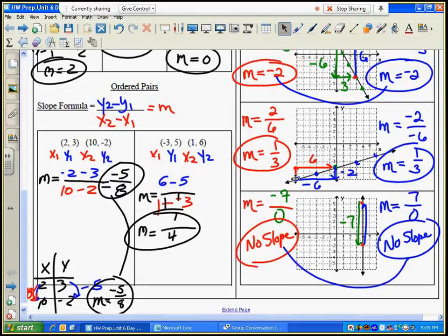Okay. Hopefully this helps as you guys come in the classroom on Thursday and Friday to find slope.